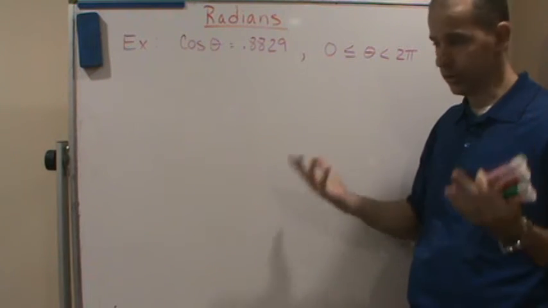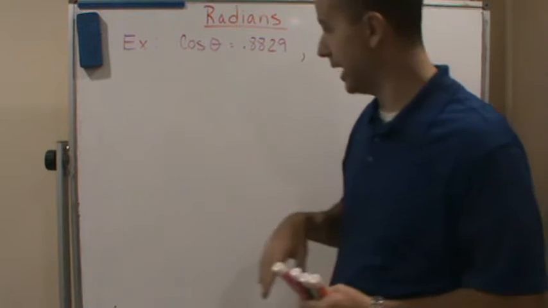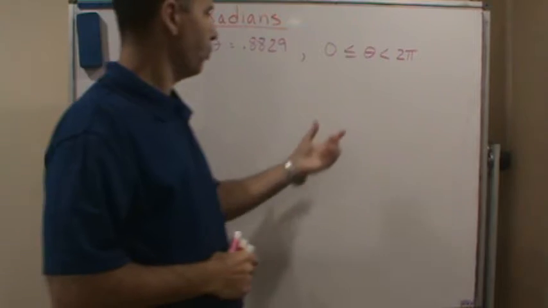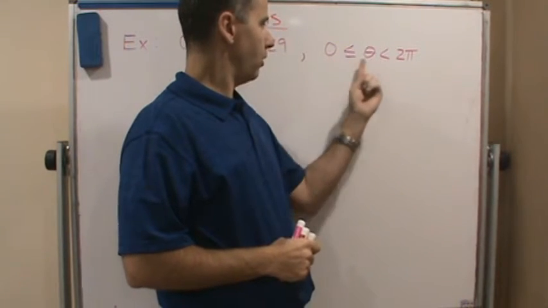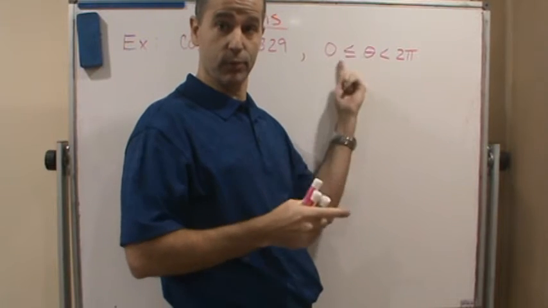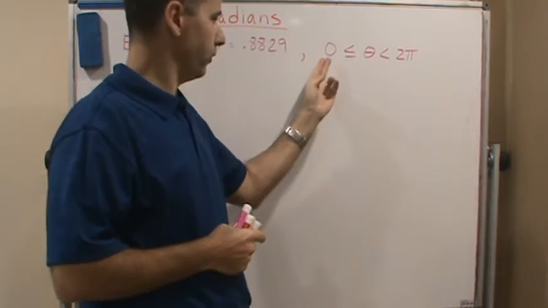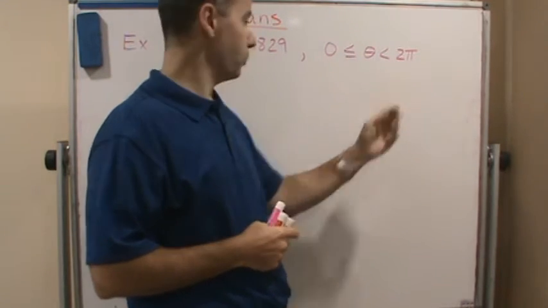So what we're going to do is just keep our calculator in radians, or put our calculator in radians if it's not, and then do the same thing. So we're going to take the inverse cosine of both of these. Okay, now, before we do that, realize that we're given the range of 0 to 2 pi, which is the same as from 0 to 360 degrees. So remember, this is one revolution.